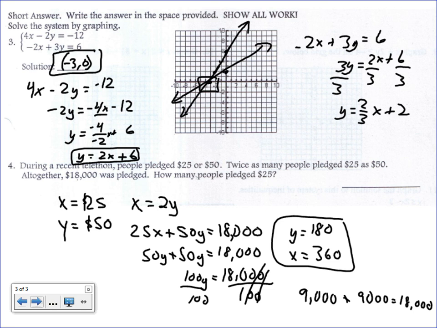If I plug 180 into the wrong one, if I plug 180 and only multiply it by 25, it doesn't give me what I'm looking for. It's too little. Again, what's important that you understand about the process is that when you plug the answer back into the equation, it works.